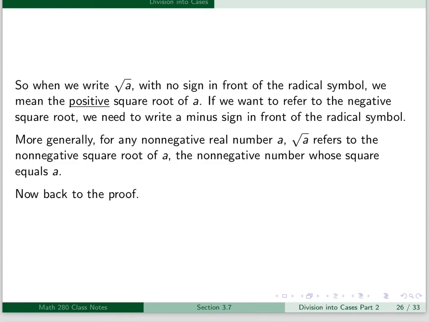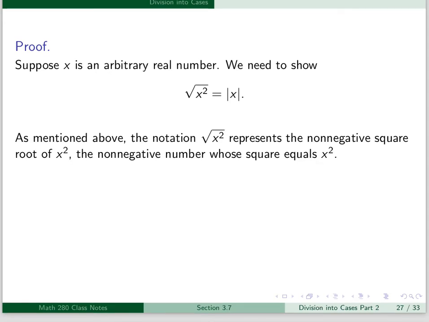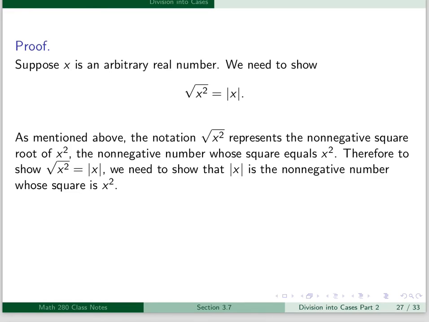So now back to the proof. Suppose x is an arbitrary real number; we need to show the square root of x squared is equal to the absolute value of x. As mentioned above, the notation square root of x squared represents the non-negative square root of x squared, which means the non-negative number whose square equals x squared. Therefore, to show the square root of x squared is equal to absolute value of x, we need to show that the absolute value of x is the non-negative number whose square is x squared.